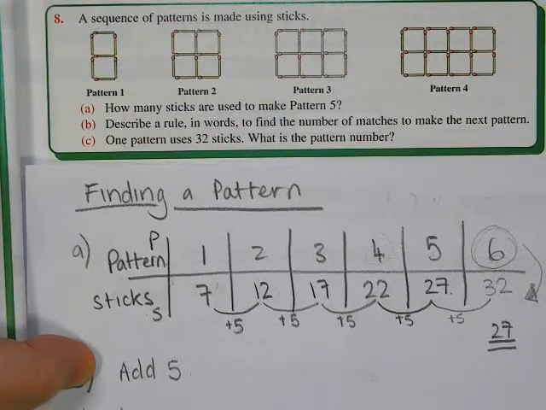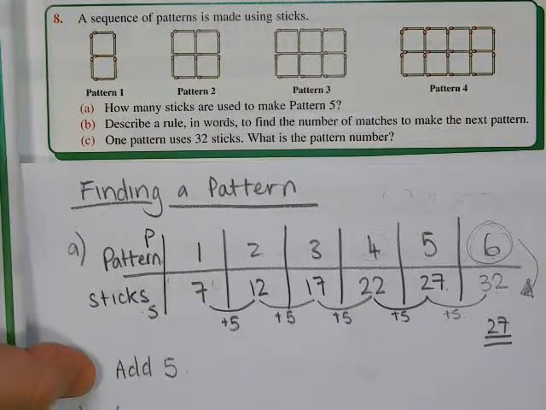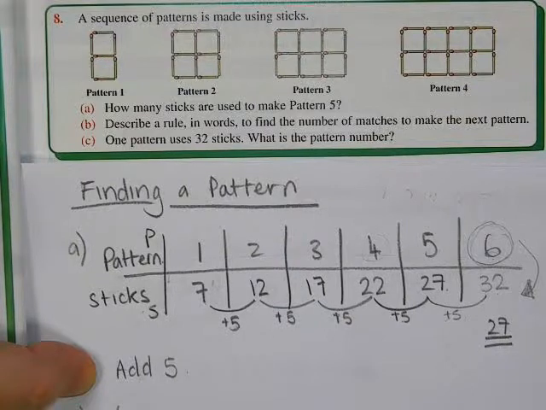So if we were asked for pattern number 200, all we would have to do is 200 times 5, which is 1,000, and add 2. So it would be 1,002 sticks.